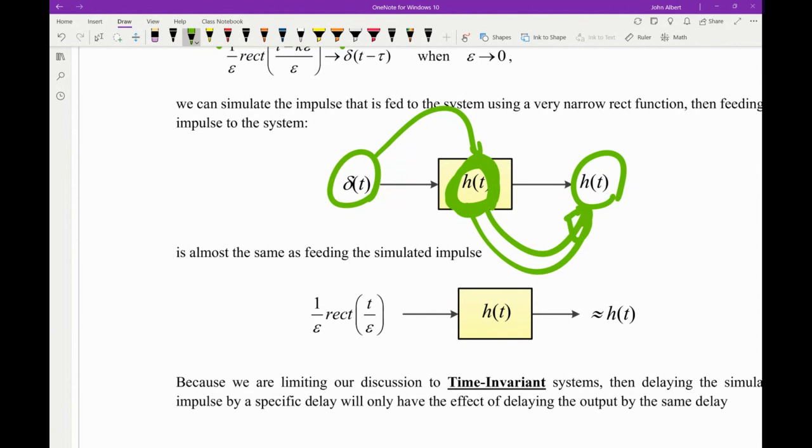Okay, so I haven't said much beyond what I said last class. Now, instead of putting in this impulse, let me put in something that approximates the impulse, which is this rectangle function. Let's make sure that the rectangle is narrow, meaning it's not 3 seconds wide, it's 0.001 of a second wide, for example.